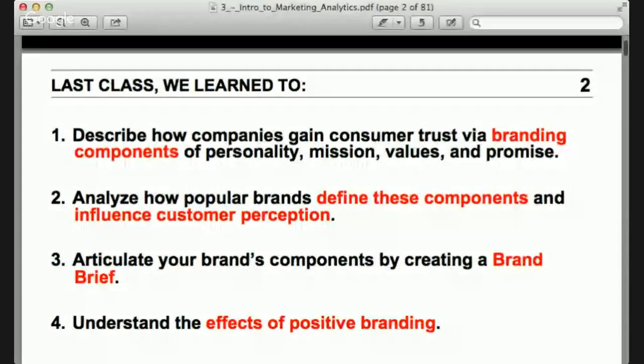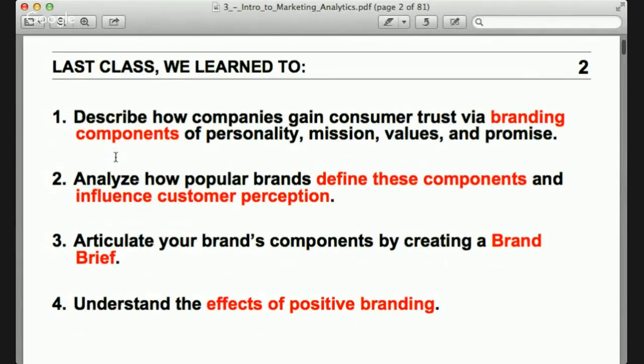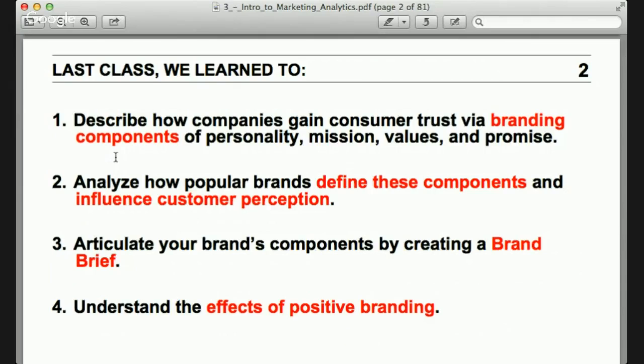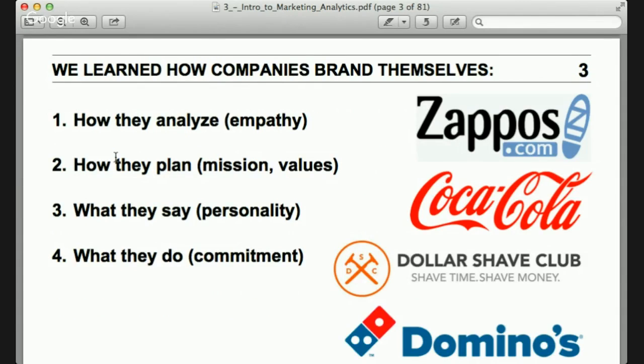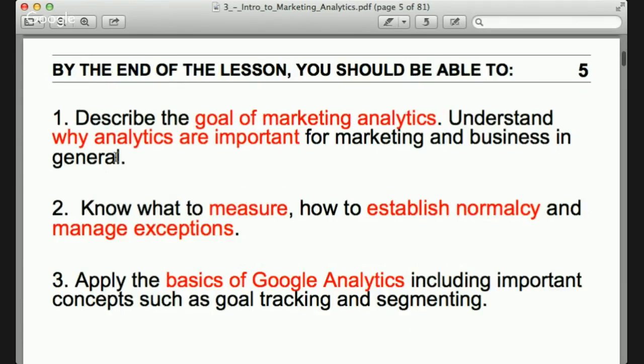By the end of tonight, we're changing gears. And we're going to do that a lot in this course, actually. One day we'll be talking about email, the next day we'll be going to SEO, and we're going to be bouncing around for different functions. But tonight we're going to change gears and go to marketing analytics introduction. So we're going to describe the goal of marketing analytics and understand why analytics are important for marketing and in business in general. We'll know what to measure, how to establish a concept called normalcy, which we'll get to, and manage the exceptions to the rules of normalcy.